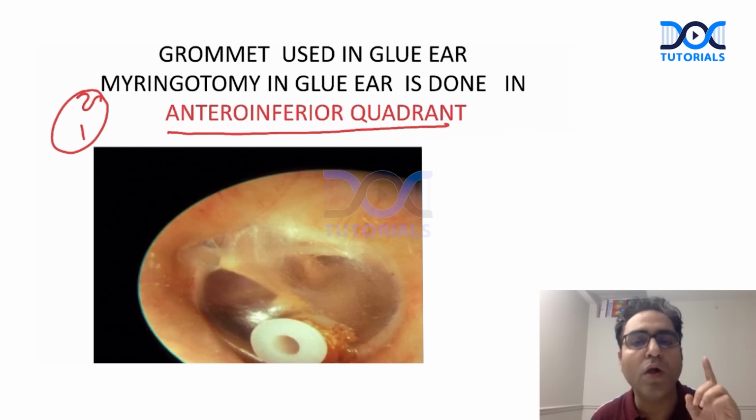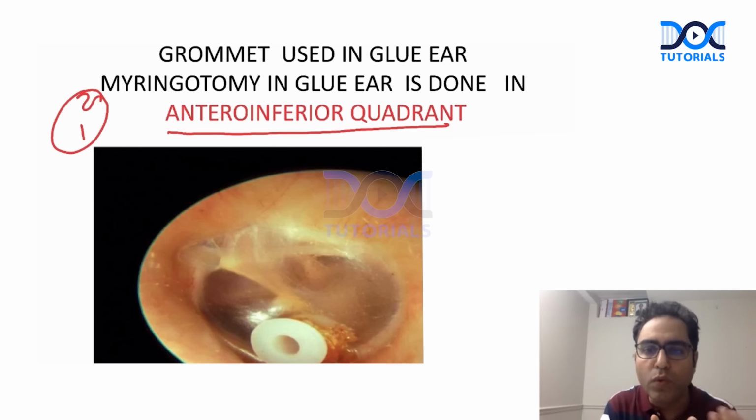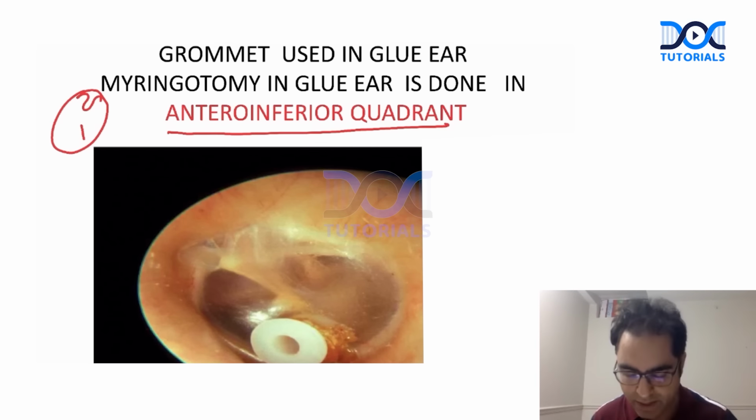So glue ear is also called serous otitis media. Now the new name is otitis media with effusion. Whenever you see air bubbles behind the tympanic membrane, it's glue ear. Air bubbles are definitely an indicator of glue ear. Okay, fine. And grommet, G for glue, G for grommet. Grommet is placed after doing myringotomy in the anterior-inferior quadrant of the tympanic membrane.